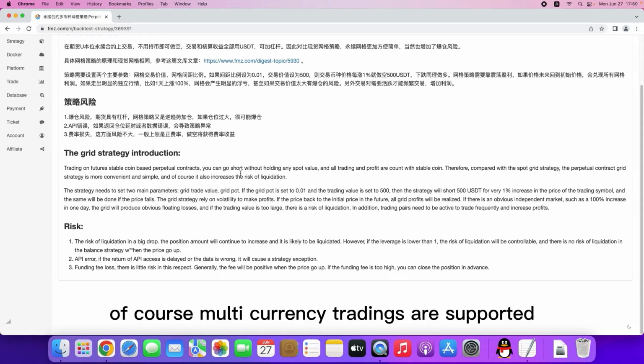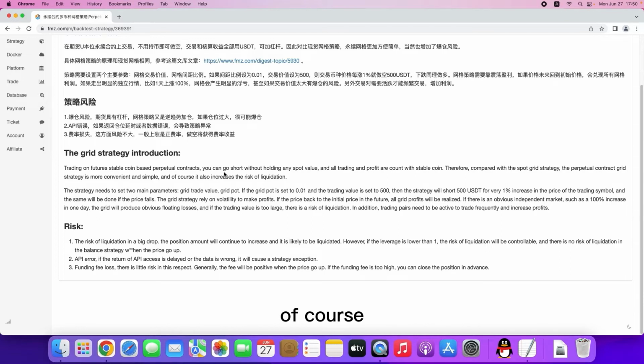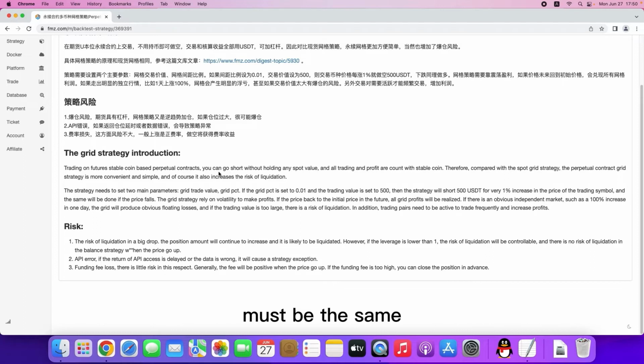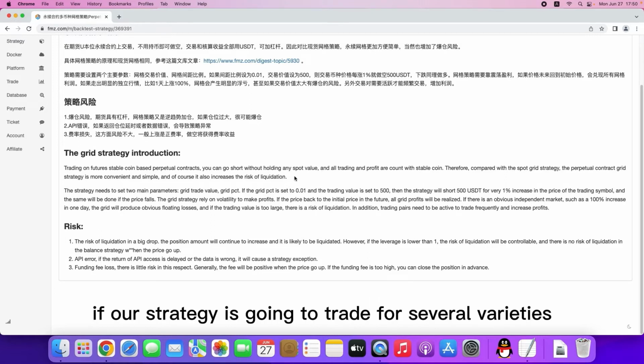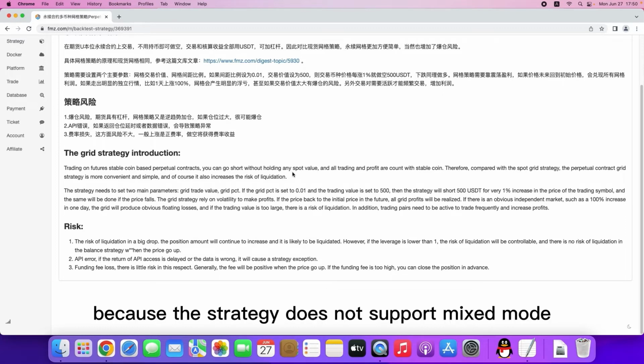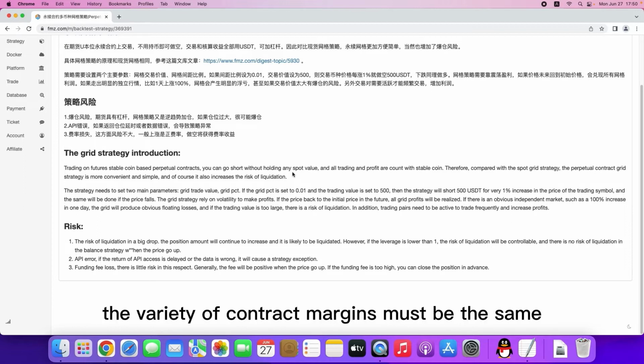Of course, multi-currency trading is supported. Of course, the denomination currency of multi-currency trading must be the same. For example, there are both USDT and BUSD for margin in Binance. If our strategy is going to trade several varieties, it must be all USDT or all BUSD for margin, not a mixture, because the strategy does not support mixed mode. That is, the variety of contract margins must be the same.